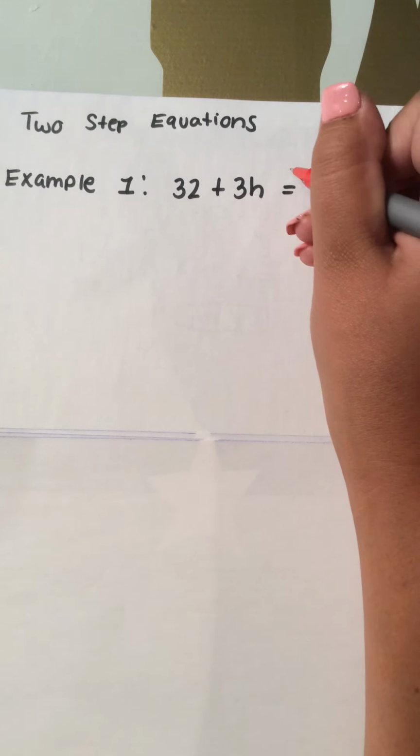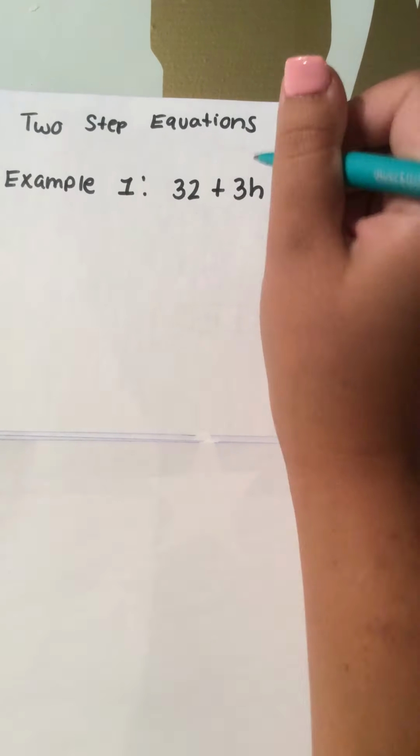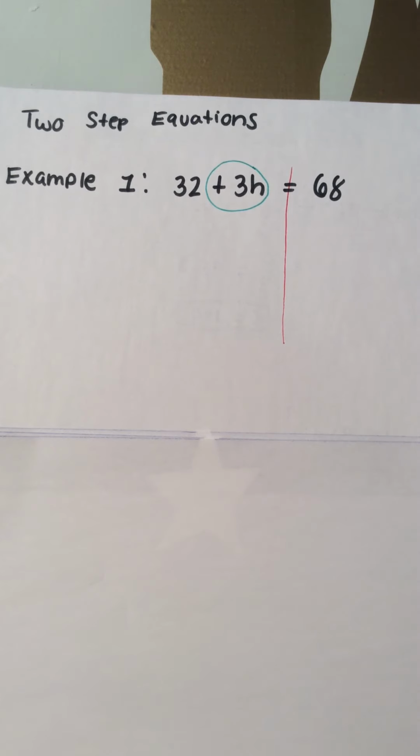Before I even start solving, I'm going to draw a line down the equal sign and circle my variable. I'm also going to circle the sign that comes in front, and if there's a number, in this case a 3 attached to that h. Now I have 32 plus 3h equals 68. I want to get h by itself, and this is kind of hard because there's a 32 and a 3.